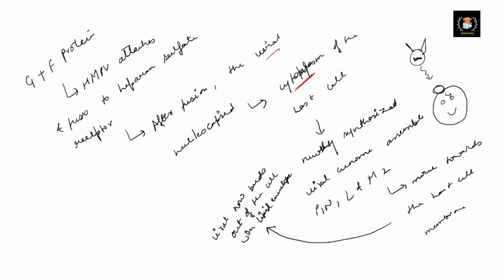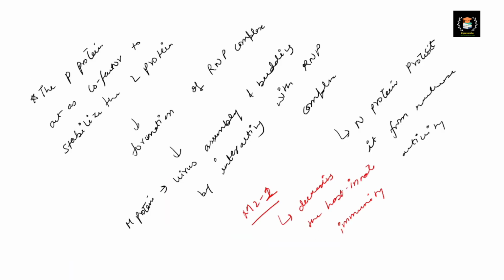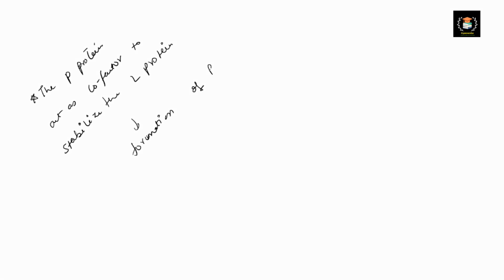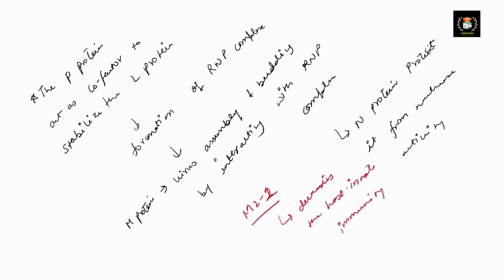Then this newly synthesized virus will move towards the host cell membrane. Then it will bud out of the cell with the lipid envelope. Lipid envelope proteins are F, SH and G. Then the P protein acts as a cofactor to stabilize the L protein. Then the RNP complex forms. Then the M protein will come to help in virus assembly and budding by interacting with the RNP complex. Then the N protein will protect it from nuclease activity, while the last protein, M2-2 protein, will decrease the host innate immunity. I hope this part is clear for you.